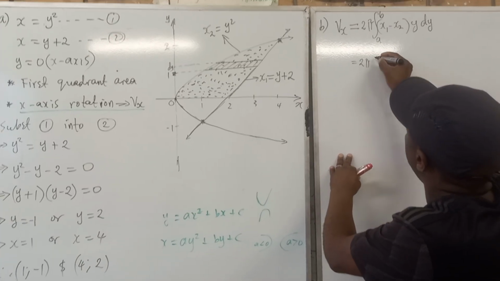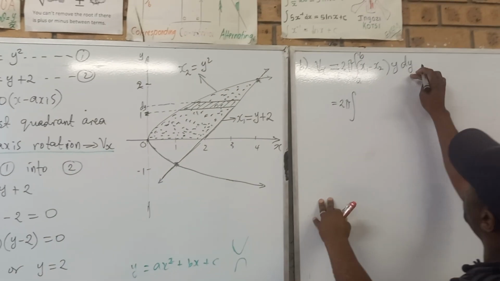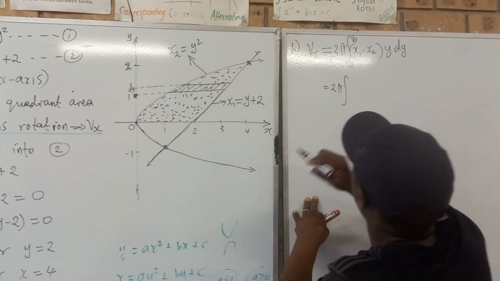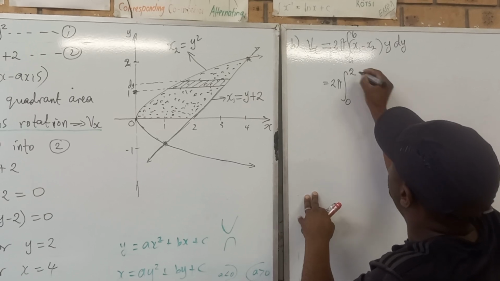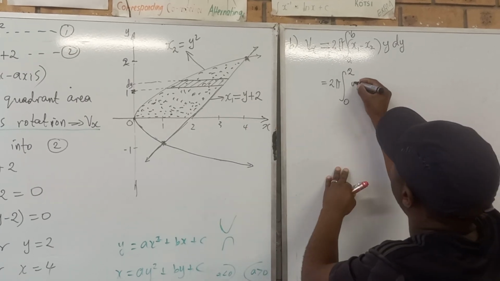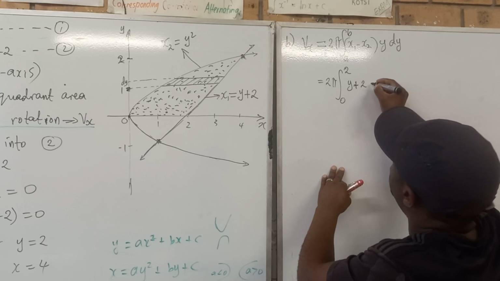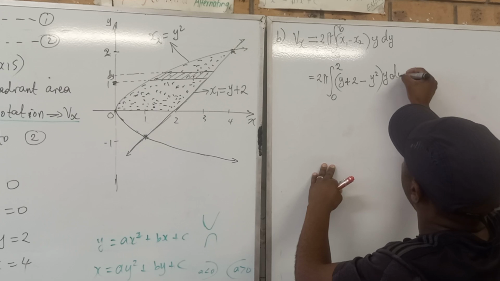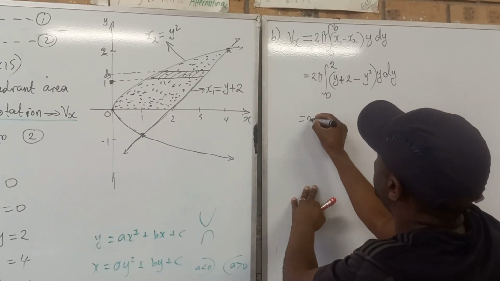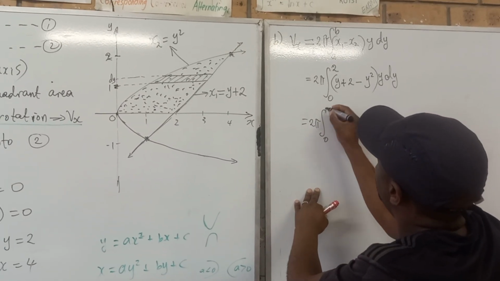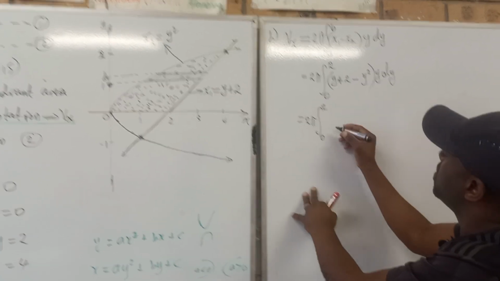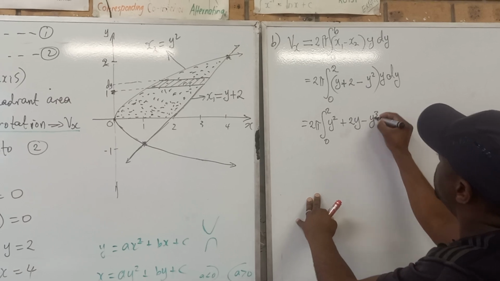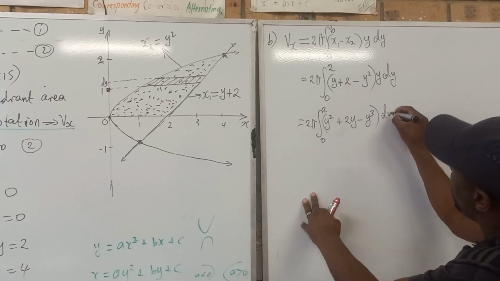I can now start substituting. My A and B must be read from the y-axis, as the formula is saying, where you started shading to where you stopped shading, which is from 0 to 2. My x1, see it as y plus 2. My x2 is y squared. Then I have to multiply this by y dy. If I open my bracket, I get 2 pi, the integral from 0 to 2. The y goes in to form y squared plus 2y minus y cubed dy.